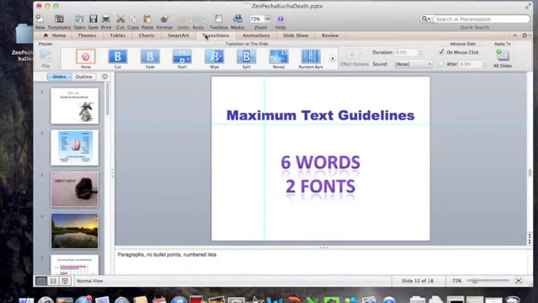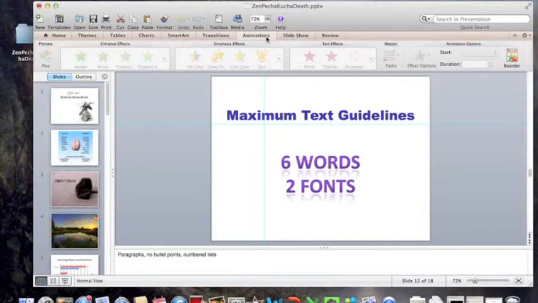Transitions. Here's what I recommend. Go as simple as possible, pick one, and keep it consistent. Don't keep people guessing all the time. Oh, is he going to use checkerboard, dissolve, or flash? It's just going to detract from your message. This is about your message.